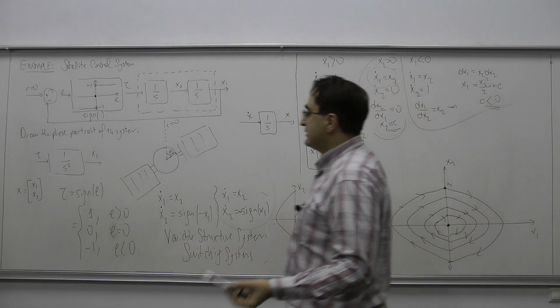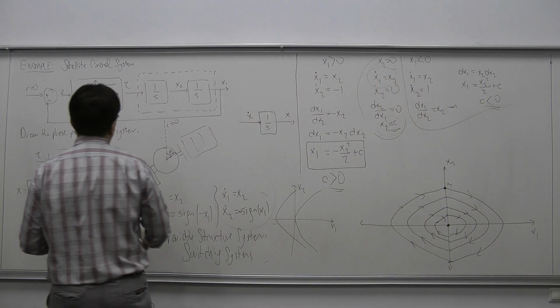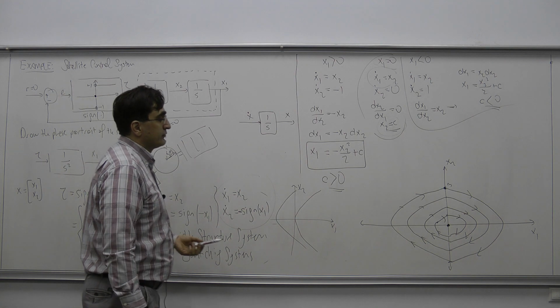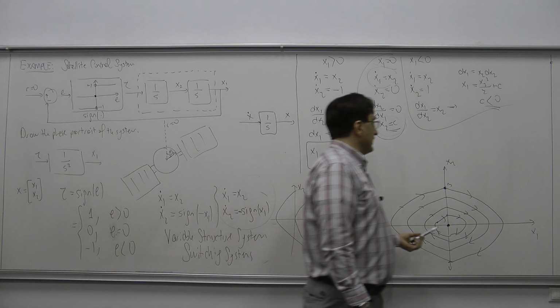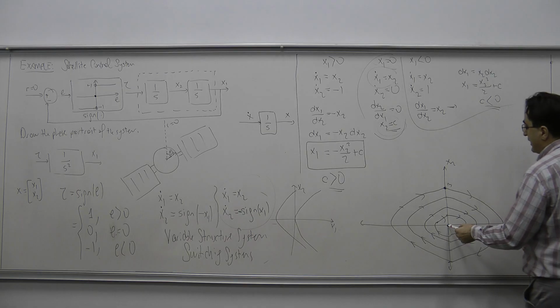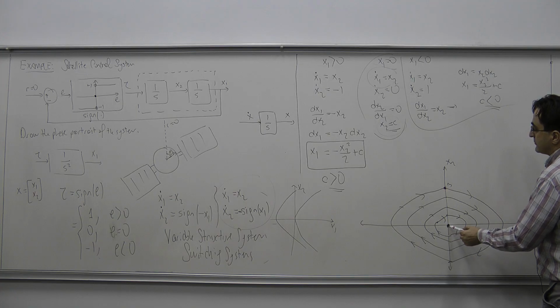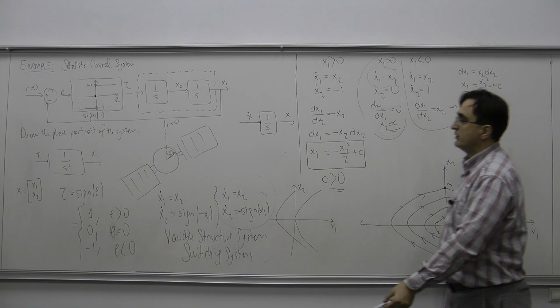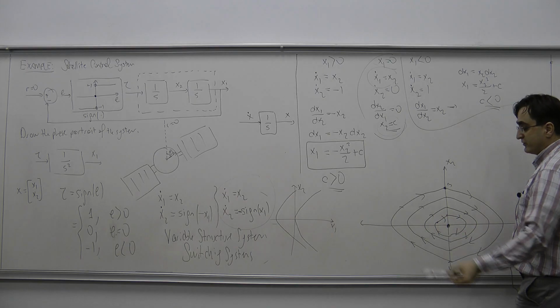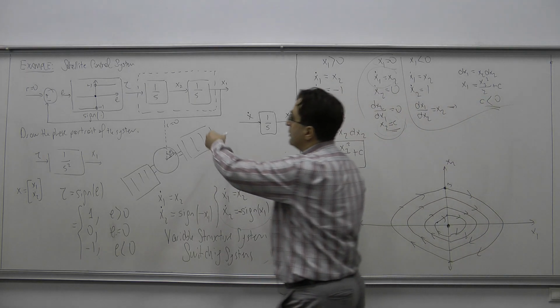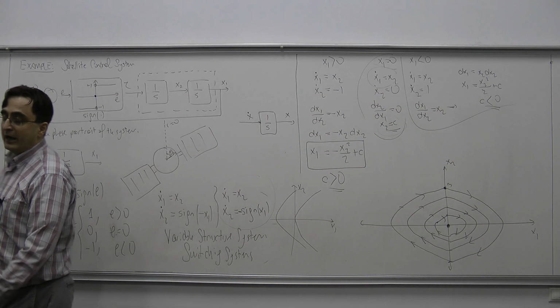Okay? And actually that is where we are trying to bring the satellite angle to. We want the satellite angle to remain at 0 with 0 velocity, meaning that we need to come to the origin of the state space if we would like to achieve our control aim.